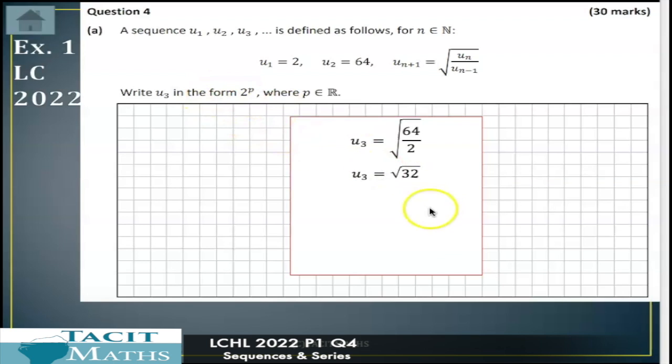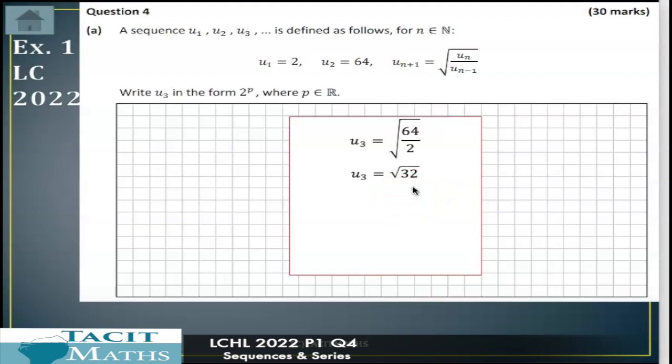So you need to be aware of your rules of indices. Anybody familiar with them will know straight away that 32 is 2 to the power of 5, and the square root is the same as to the power of a half. So 2 to the power of 5, to the power of a half, is the same as 2 to the power of 5 over 2. That was your 10 marks for that.